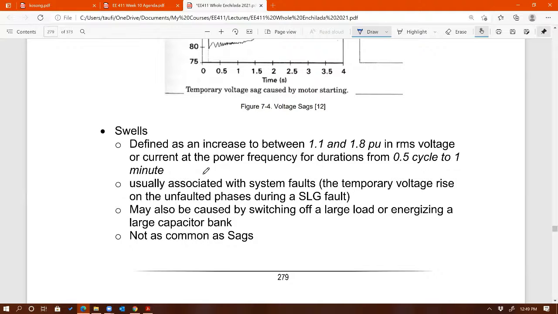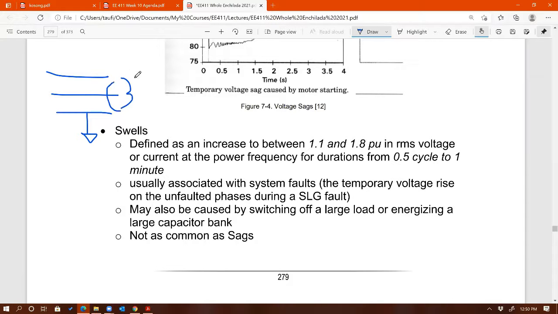Voltage swells. What's causing it? Usually it's associated with a system fault, single line to ground. So you have a 3-phase line, and one of the lines is shorted to ground. By KVL, that creates the loop, and KVL around the loop has to be equal to 0. If this line goes to 0, then the other two have to compensate for KVL. That's why temporarily the voltage on the other phases will be higher, because one is grounded, okay?